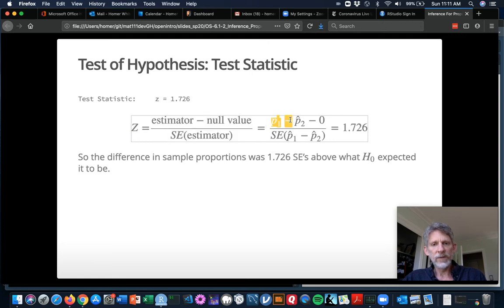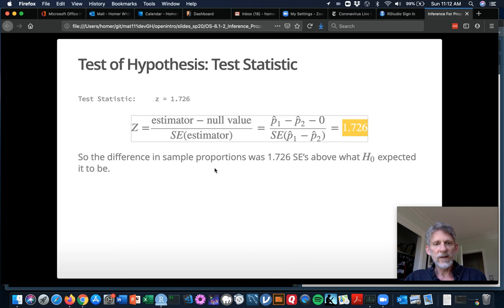So our point estimate is the difference in the two sample proportions. The null value this time is 0. And the standard error is the standard error for P1 hat minus P2 hat, which has a complicated formula that you don't need to remember for this course. But when you do the division, and R does it for you, it turns out to be about 1.726.